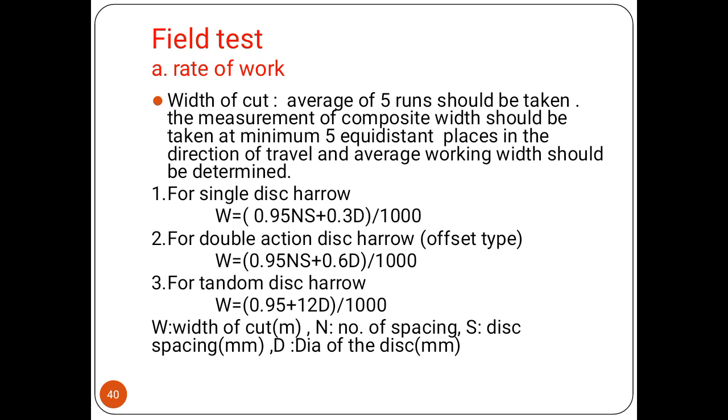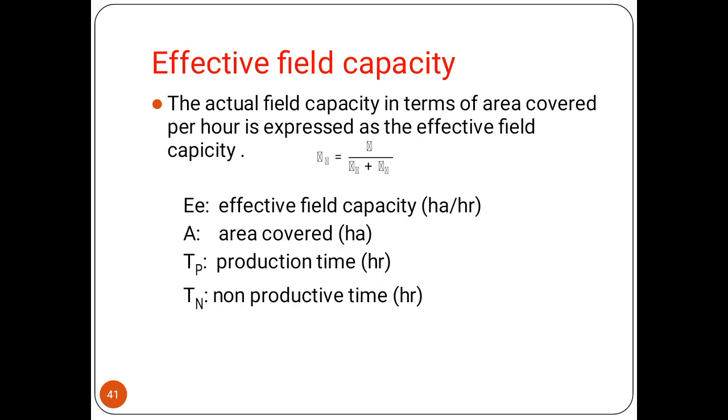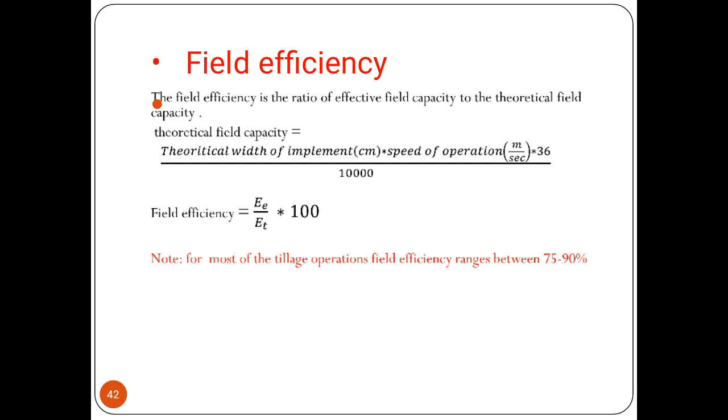In the field test, for the width of cut in the case of a disc harrow, we measure with the help of these formulas, and for width of cut an average of 5 runs should be taken. Now the effective field capacity is calculated by this formula. The actual field capacity in terms of the area covered per hour is expressed as the effective field capacity. After that, we can find out the theoretical field capacity, and we take the ratio of the effective field capacity and theoretical field capacity. We will get the field efficiency.